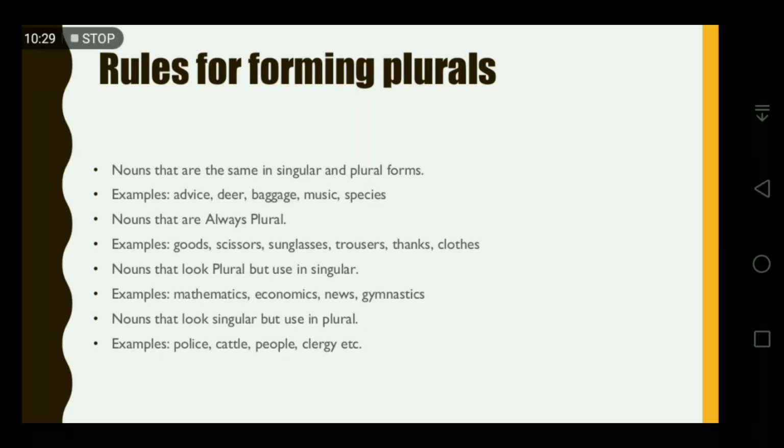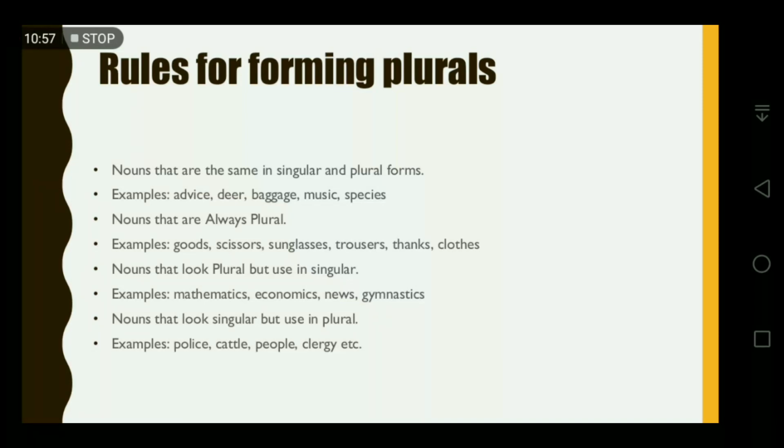Then, nouns that are the same in singular and plural forms. Some nouns in English have the same form in singular and plural. You can use them in the singular form, and you can use them in the plural form, like advice, deer, baggage, music, species, like this.